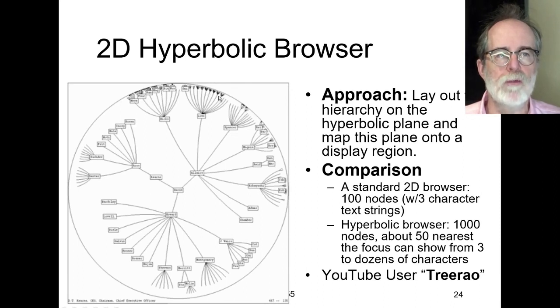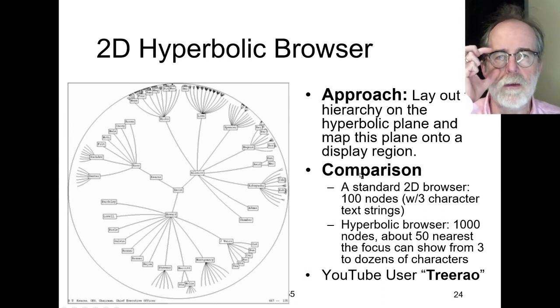In fact, the tree structures are shown here. Those are little trees that are the same size as this in terms of overall density, but a lot less space is allocated, and so therefore they're drawn smaller. So lay out the hierarchy on the hyperbolic plane, and map this.